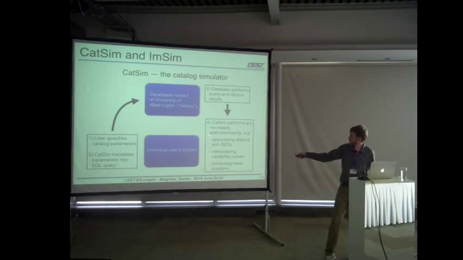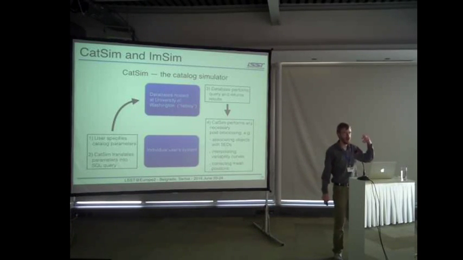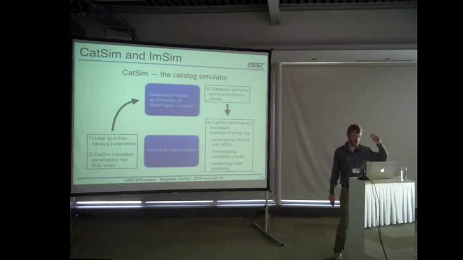For example, associating objects with their SEDs, interpolating the variability codes, correcting mean positions for proper motion, parallax and the motion of the Earth, and then integrating over the throughputs to get realistic LSST magnitudes and magnitude errors. And then voila, you have a simulated LSST catalog of, for example, photometric observations.